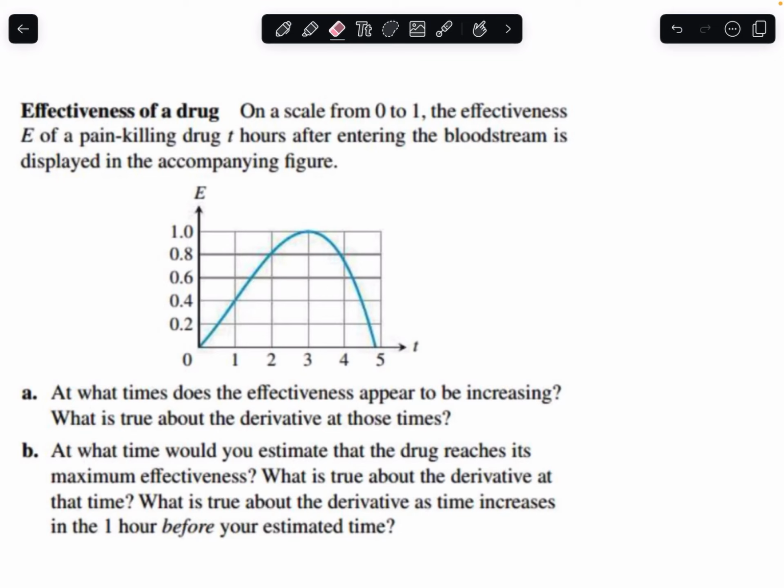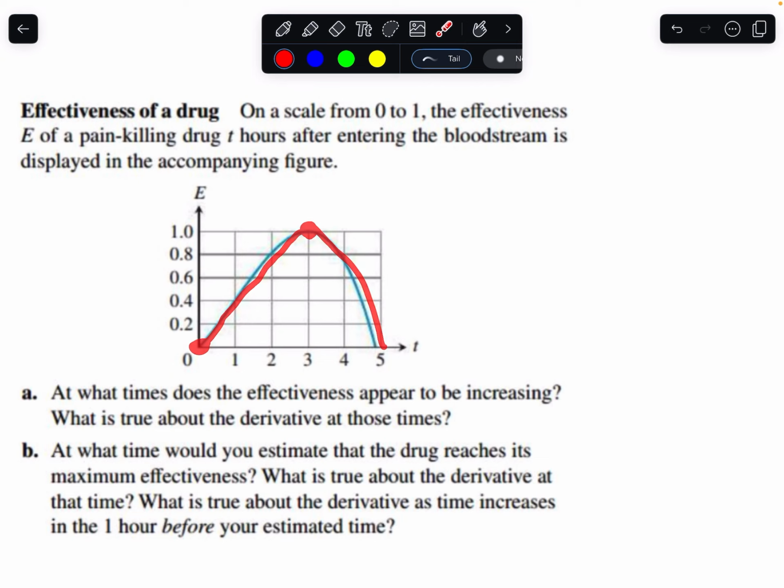For this example, we're going to consider the effectiveness of a drug. In the hospital, when you're in pain or sick, they ask on a scale from 1 to 10. In this case, it's a scale from 0 to 1. The effectiveness, E, of some pain-killing drug T hours after it's entered the bloodstream is displayed in this accompanying figure. Right here, T equals 0, we're given the drug, and the effectiveness goes up, reaches a certain value, and then starts to decline around 5 hours.